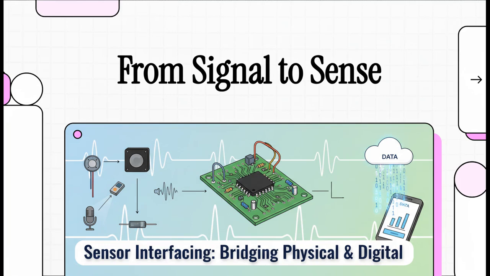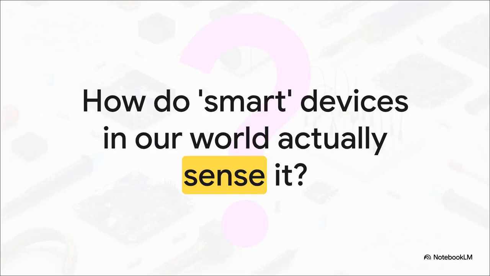You know, we're surrounded by billions of smart devices, but have you ever stopped to think about how they actually sense the world around them? I mean, from your phone knowing when to rotate its screen to your thermostat keeping the room just right, it all boils down to one thing: sensor interfacing. It's that invisible but absolutely crucial bridge between the real world and the digital one. It really is the secret sauce behind pretty much every piece of modern tech we use.